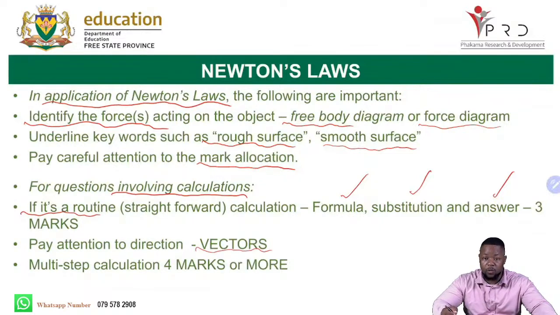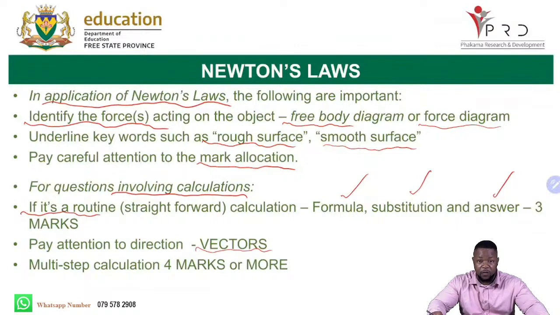Now, some answers will have units, but if they are vectors, they should also have direction. So only scalar quantities will have an answer with units only. But if it is a vector quantity, we expect an answer with a unit and direction. For these multi-step questions that are not routine, we expect you to get 4 marks or more.